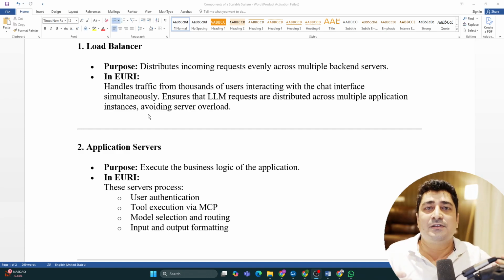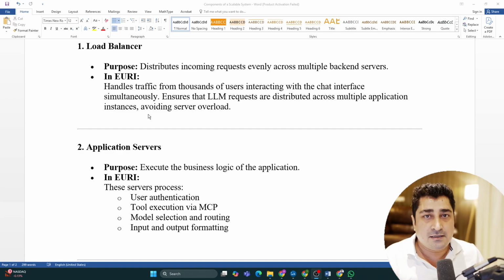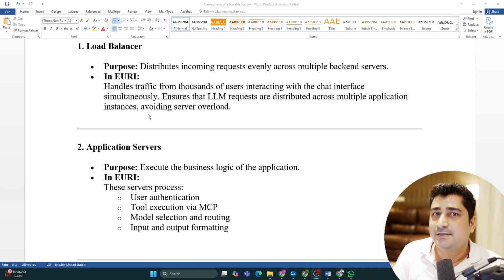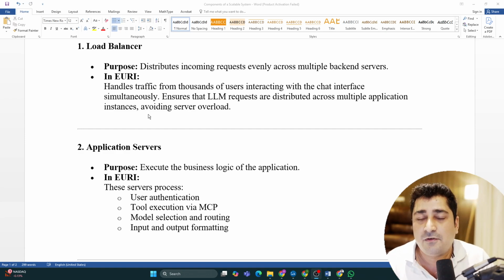Each and every system will try to cater to those responses, and whichever system is free, by the way, right? Whichever system is available, that system will try to cater to my user. Now that is possible with the help of the load balancer.